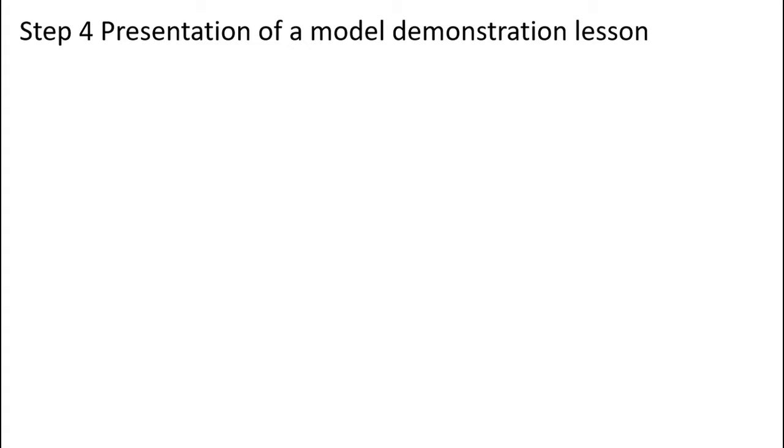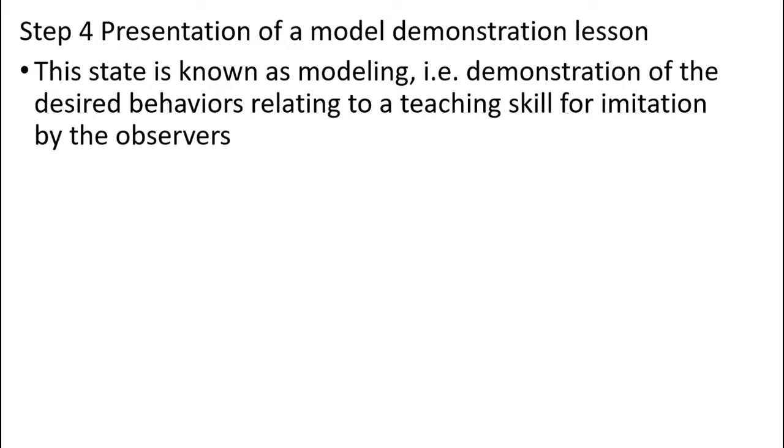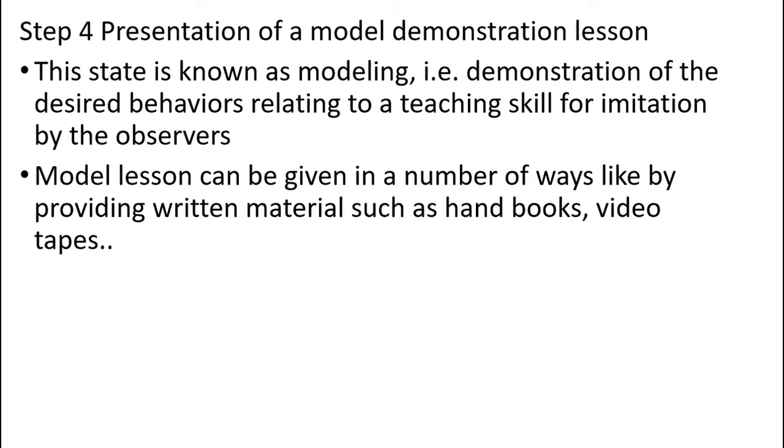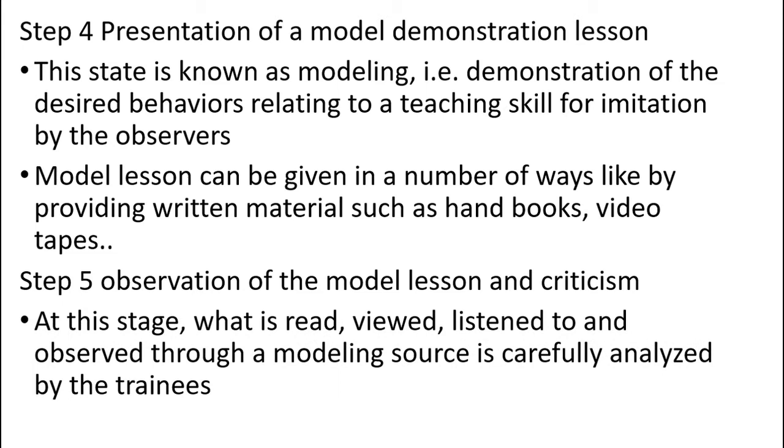And step four, presentation of a model demonstration lesson. This stage is known as modeling because it is a demonstration of desired behaviors relating to a teaching skill for imitation by observers. A model lesson can be given in a number of ways, like by providing demonstrations, handbooks, videotapes. Step 5, observation of a model lesson and criticism. At this stage, what is read, viewed and listened to through the modeling source is carefully analyzed by the trainees. And phase 2 is the skill acquisition phase, the interactive phase.